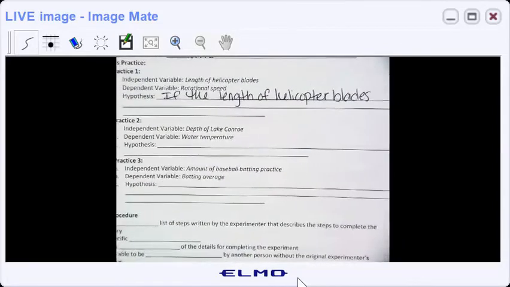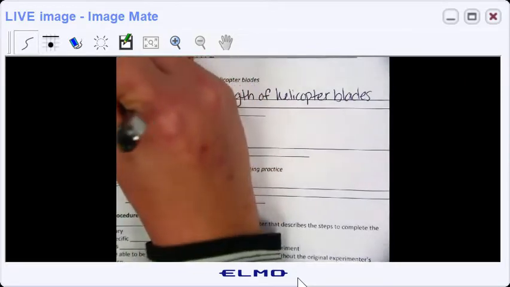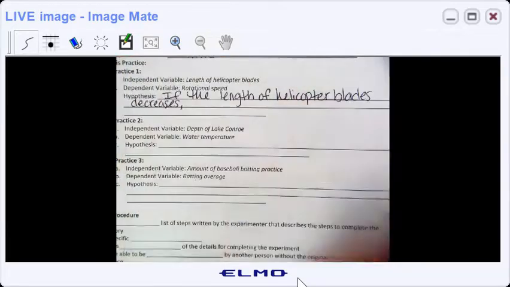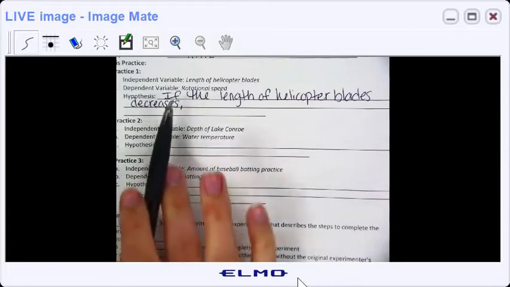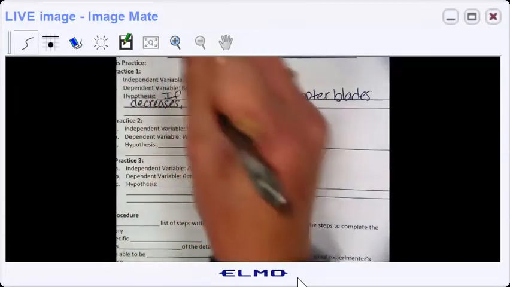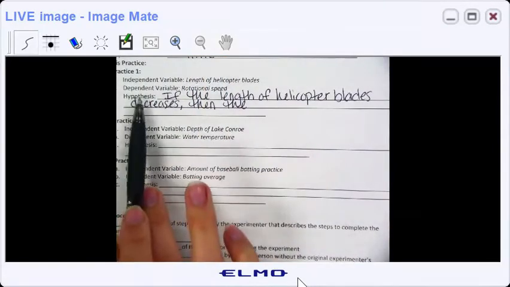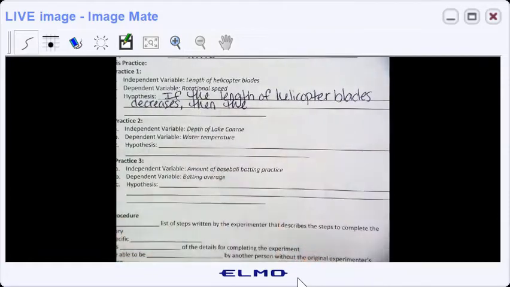and then we can pick one. It can either increase or decrease, and you can't get it wrong. So I'm just going to say if they decrease, our connecting word for hypotheses is "then." So if the length of helicopter blades decreases, then the what? Then the dependent variable comes next. So the rotational speed.